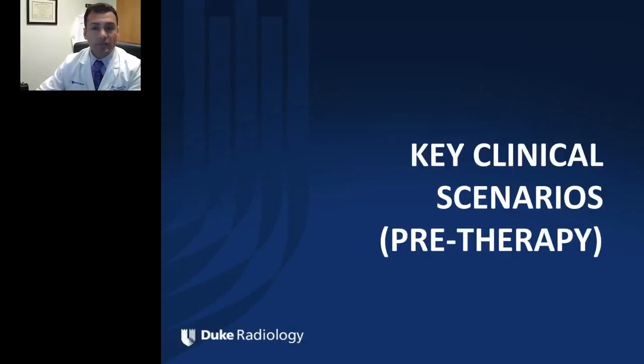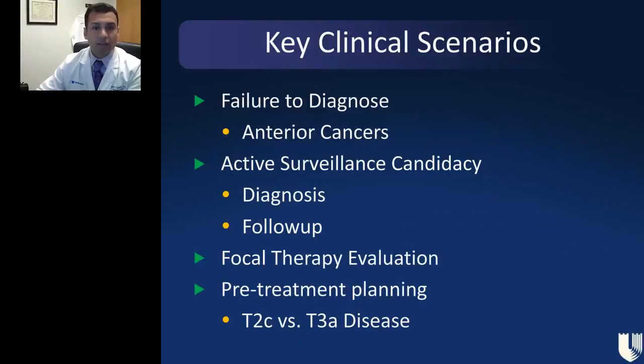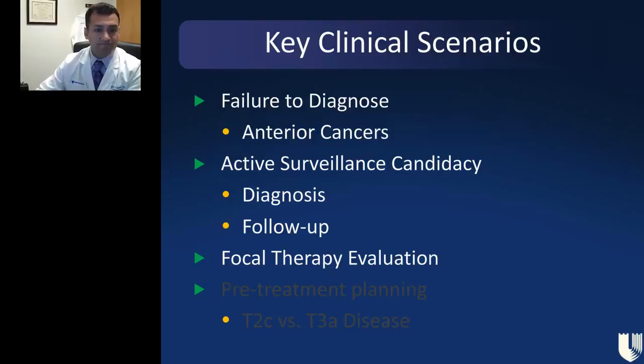So now talking about some key clinical scenarios, specifically in the pre-therapeutic setting, the key ones that we'll talk about today are failure to diagnose, and that's specifically in the setting of anterior cancers. There's no question that multiparametric MRI adds a lot of value in the setting of anterior cancer, specifically in those where we've been unable to diagnose them with conventional methods. Active surveillance candidacy is an extremely important one in regards to both diagnosis, as Stacy Loeb was talking about, as well as in the follow-up of these lesions. And finally, focal therapy evaluation is something that is critical and something MRI can add a lot to. Pre-treatment planning is something we can add to as well, specifically in differentiating between T2C and T3A disease, but the first three is what we're really going to focus on today.